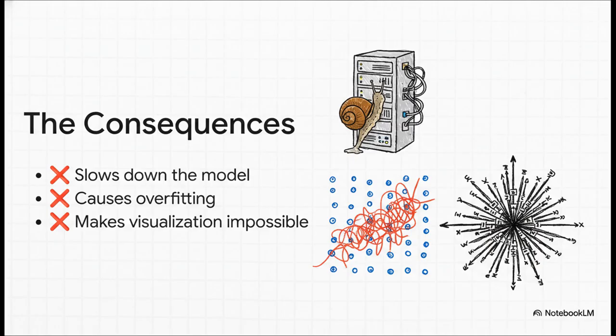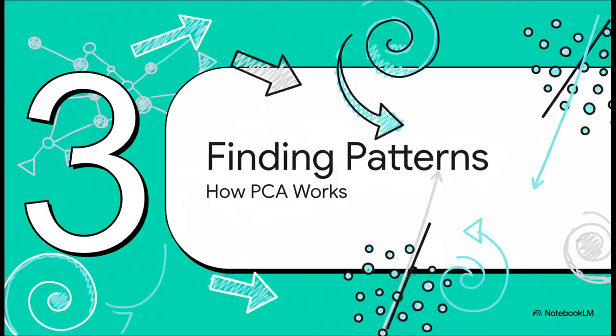Your AI model will slow down to a crawl. It can lead to something called overfitting. That's where the model gets so confused by all the random noise that it misses the actual important signal. And trying to visualize it? Forget about it. How do you draw a chart with 1,000 different axes? You can't. It's impossible. So if having way too many features is the problem, how does PCA come to the rescue? Let's take a look at how it actually finds those important patterns hiding in all that noise.